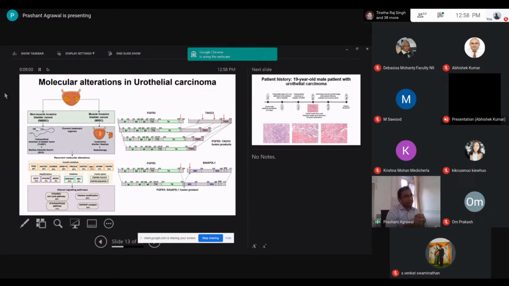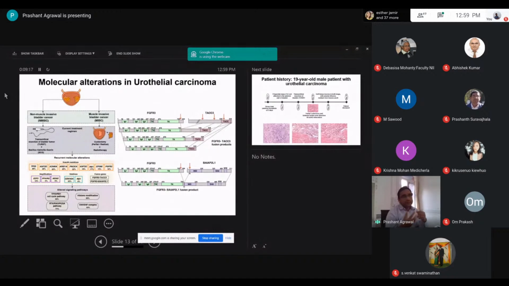And again, you could see the different kinds of alterations in bladder cancer. One thing is that there are very recurrent mutations, in P53, FGFR3, RB1. So many of the tumor suppressor genes are getting mutated.